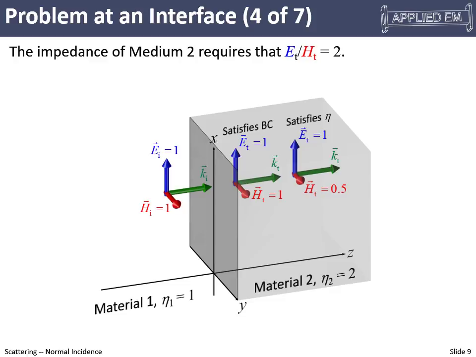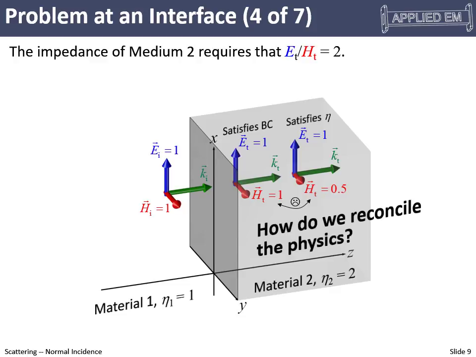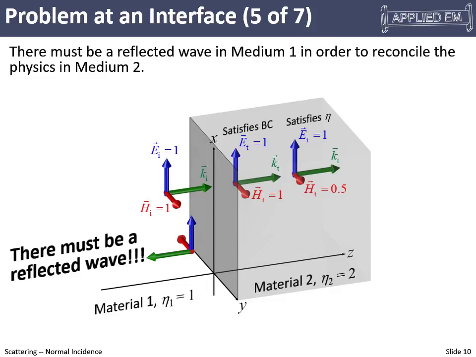However, in order to satisfy boundary conditions, E and H have to be equal to 1. So suddenly we have competing physics. Boundary condition says one thing, the impedance of the medium says the other, and both have to be satisfied. How on earth do we reconcile this? Well, it turns out there has to be a reflected wave. That reflected wave adds to the incident wave so that the total field in medium 1 matches to the transmitted wave in medium 2.